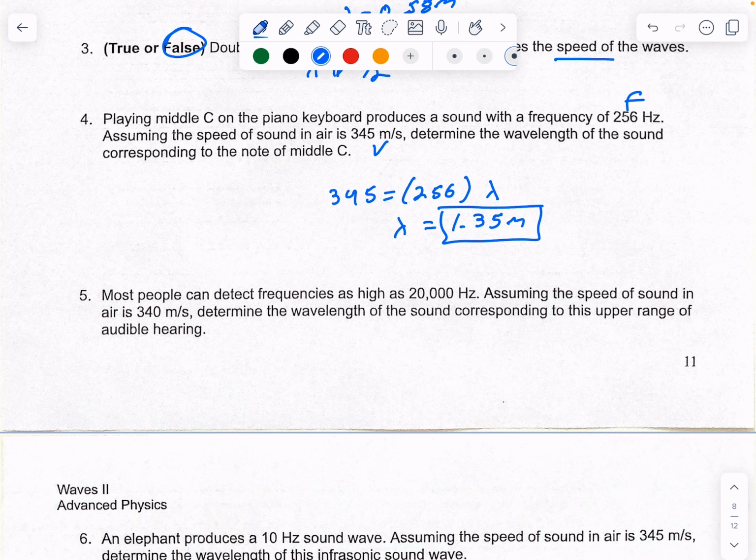Number 5, most people can detect frequencies as high as 20,000 hertz, assuming the speed of sound is 340 meters per second. Determine the wavelength of the sound corresponding to this upper range. So I have a frequency, I have a velocity, so I'm just looking for wavelength. My velocity is 340, frequency is 20,000, and wavelength is what we're looking for. That would be 0.017 meters.